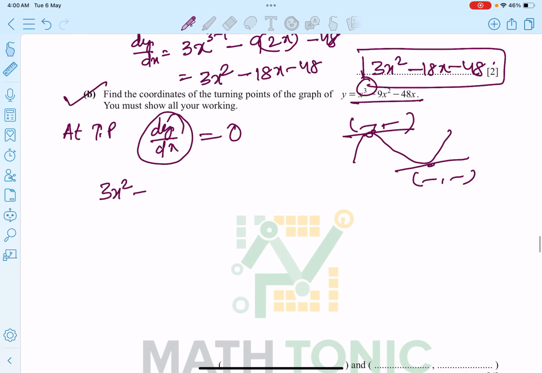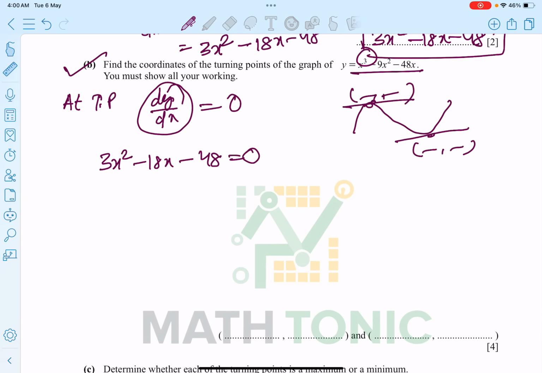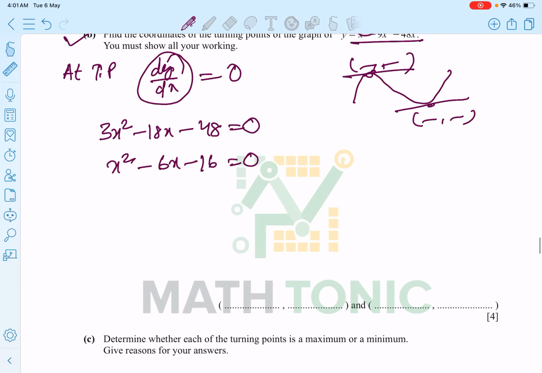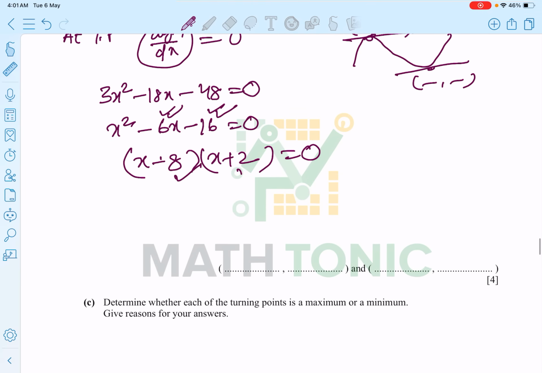So 3x squared minus 18x minus 48 equals 0. If I divide by 3, I'll get x squared minus 6x minus 16 equals 0. I think we can easily factorize this one. Tell me two numbers whose product is minus 16 and whose sum is minus 6. So I'll get x minus 8 and x plus 2 equals 0, because minus 8 times 2 equals minus 16 and minus 8 plus 2 equals minus 6. Or simply you can use the quadratic formula that we have already done in the previous questions, right?